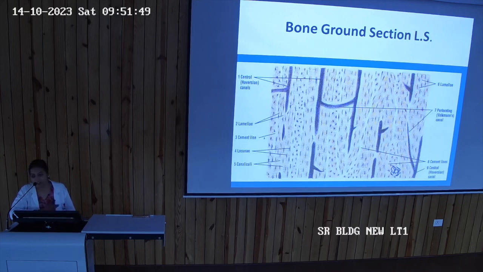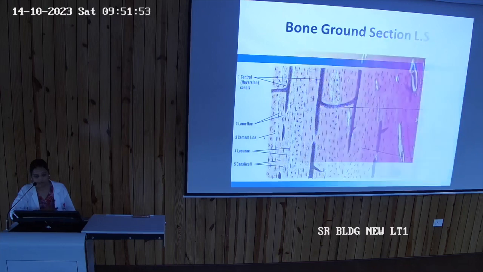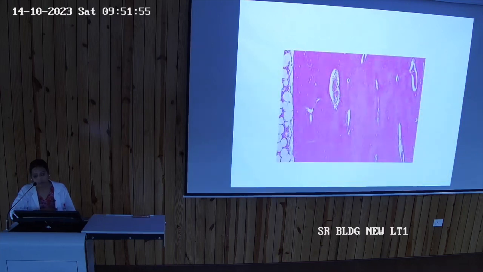So ये कौन सा section होगा? Compact bone का longitudinal section. This is longitudinal stained section. In the stained one, these canals appear whiter in color.